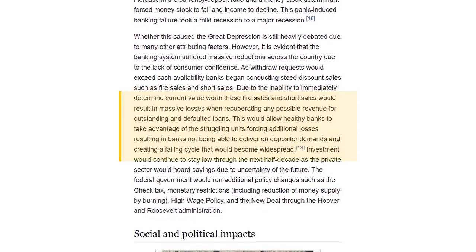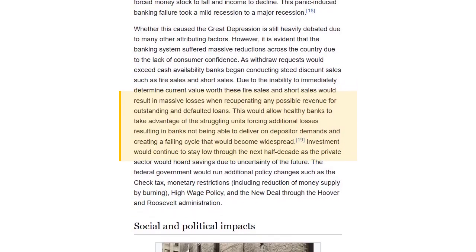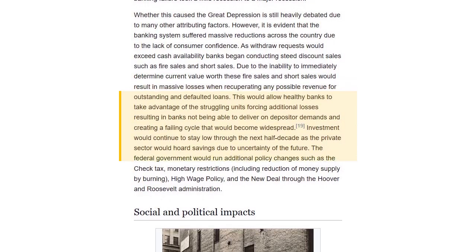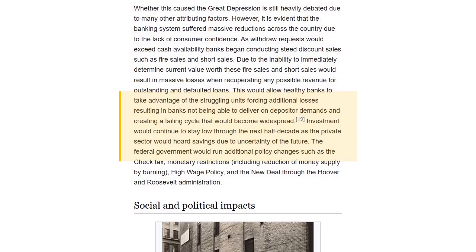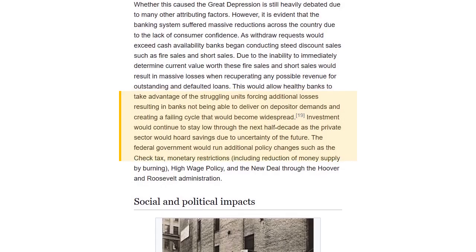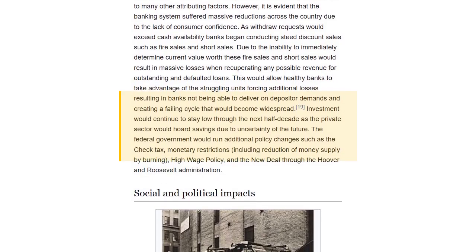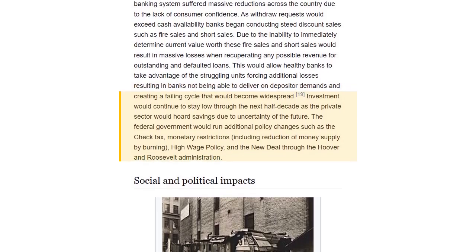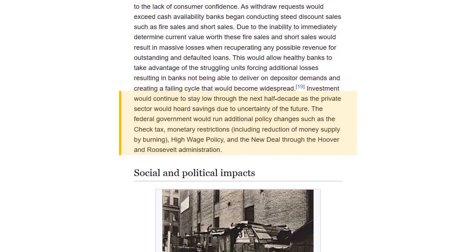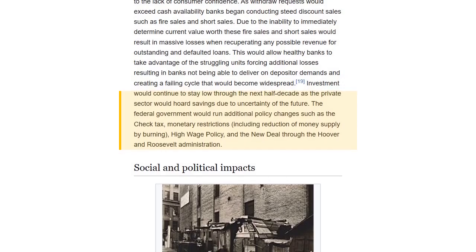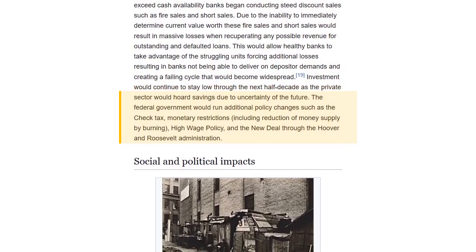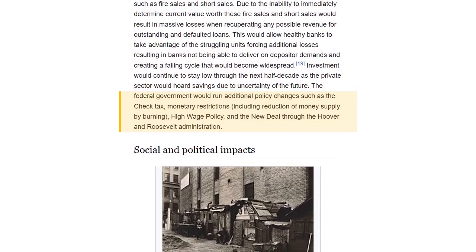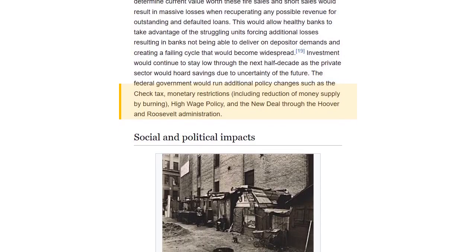This would allow healthy banks to take advantage of the struggling units, forcing additional losses, resulting in banks not being able to deliver on depositor demands and creating a failing cycle that would become widespread. Investment would continue to stay low through the next half-decade as the private sector would hoard savings due to uncertainty of the future. The federal government would run additional policy changes, such as the check tax, monetary restrictions, including reduction of money supply by burning, high-wage policy, and the New Deal through the Hoover and Roosevelt Administration.